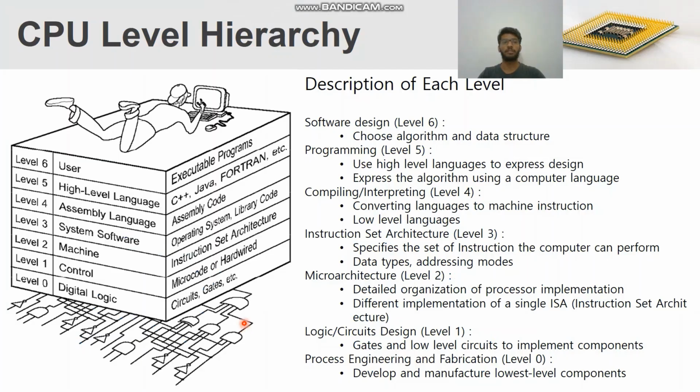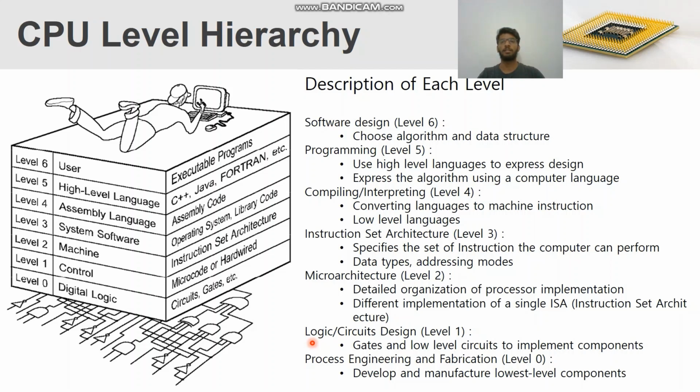So moving on to the first slide. Here I have depicted the CPU abstraction levels in hierarchical order. The basic level 0 is process engineering and fabrication. On this level, a designer has to develop and manufacture the lowest level components such as transistors, diodes, etc. as building blocks for the CPU.